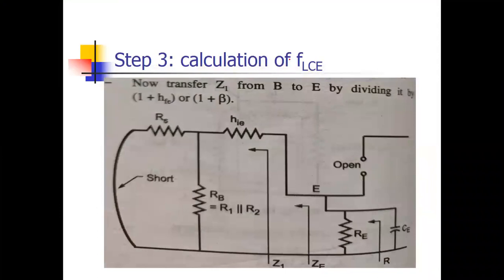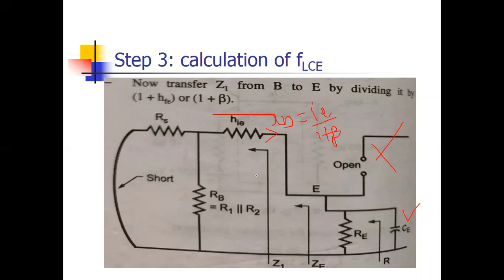Next is the capacitance CE. Now we have to find the frequency across this capacitance. I have already explained that when we are finding it across this capacitance, the others will be shorted. This is short circuit, this is short. Since it is open circuit, this part is removed here. Now at the emitter we have to find the equivalent resistance. If you remember, this is the current flowing, that is IB. What is IB? IB equals IE upon 1 plus beta.